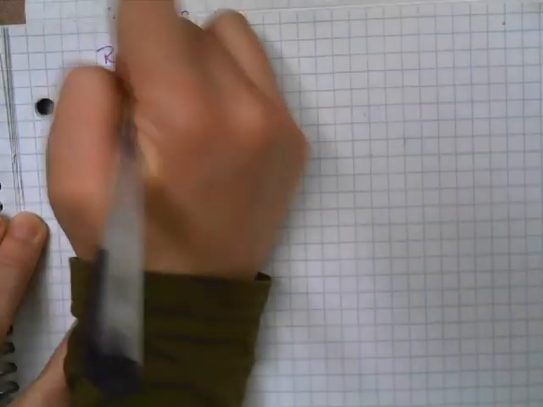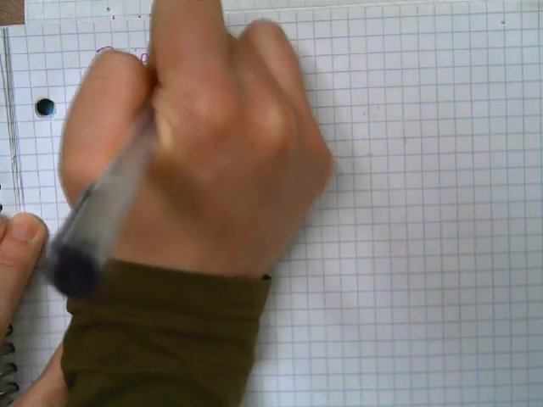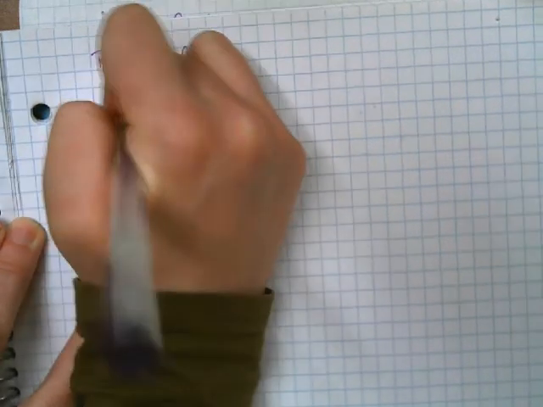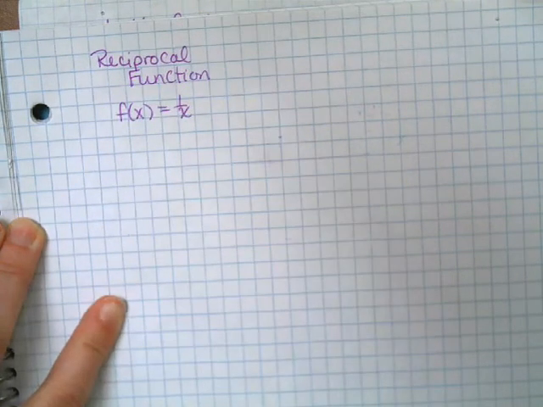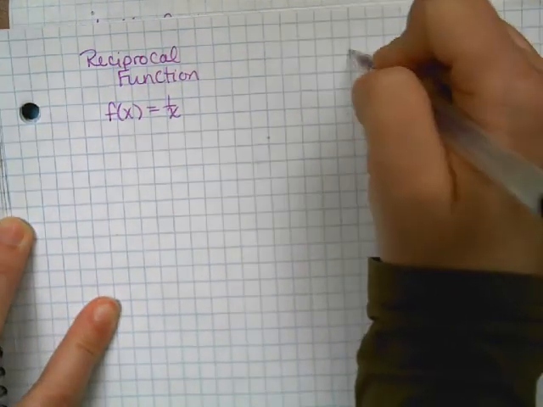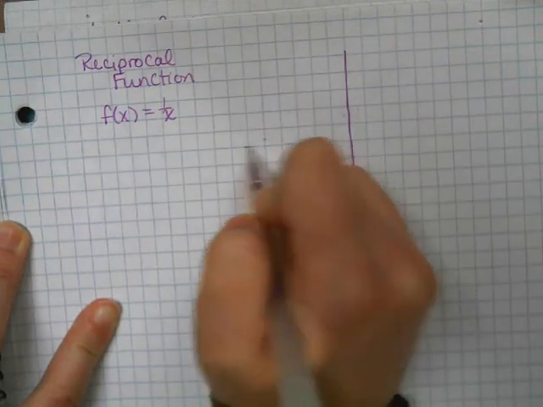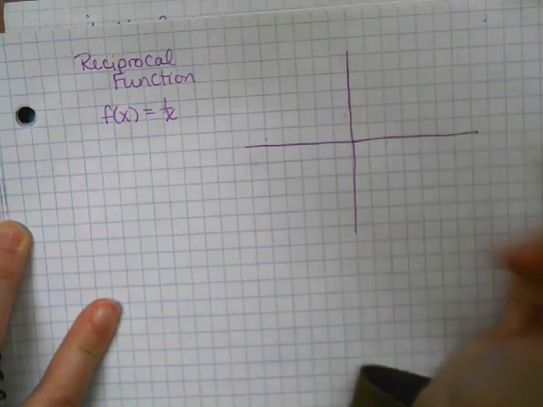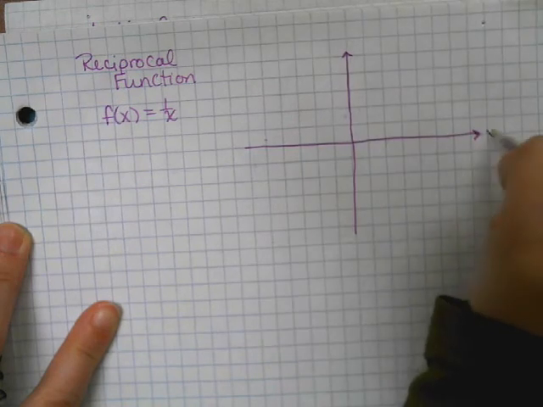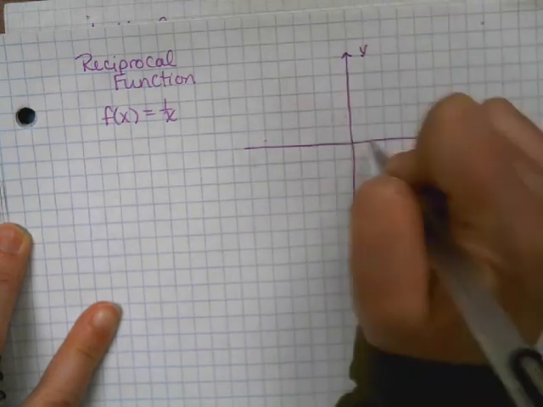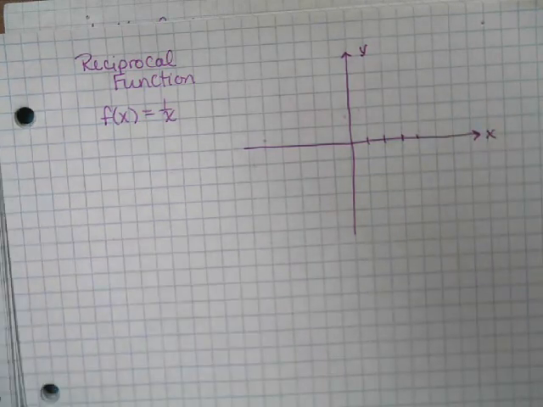So the next function we're going to study is the reciprocal function, and that's the function f of x equals 1 over x. This is the first function that we've seen that was or will be discontinuous. It is not a continuous function. And this was kind of hard to understand sometimes. So here I have x, here I have y.